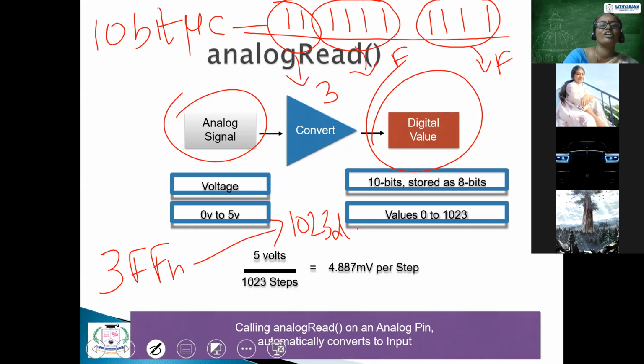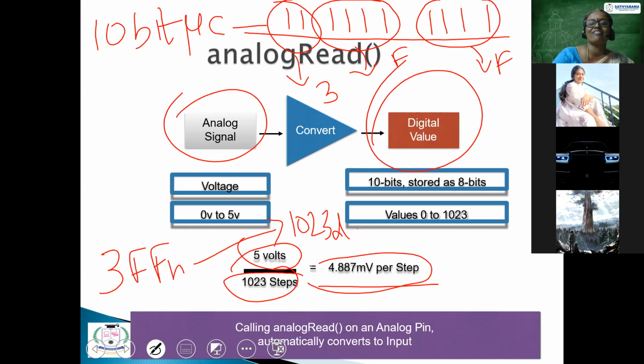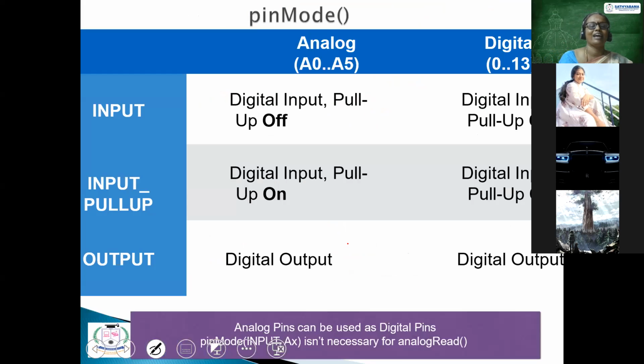So when you see the 5 volt and 1023 steps, how many millivolts will each step convert, from 0 volt to 0.1, 0.2, 0.3, 0.4 and so on? 4.887 millivolt per step. Is that clear? I told you this only for understanding this purpose. Okay, I will come back to that.